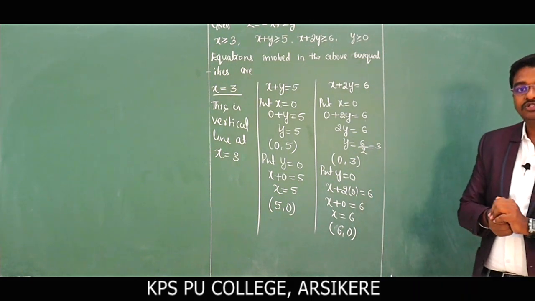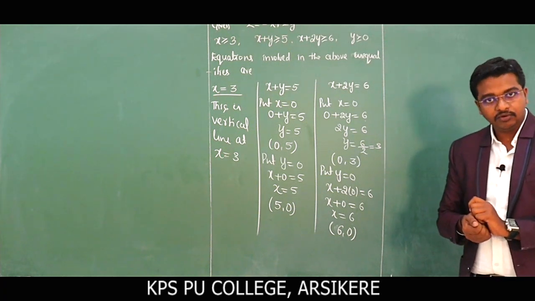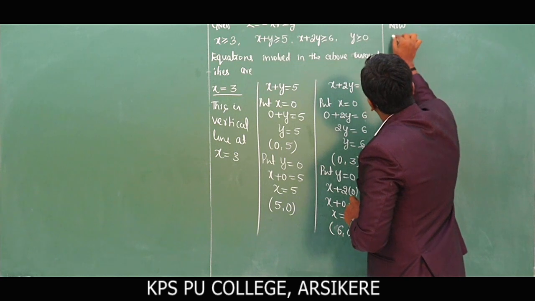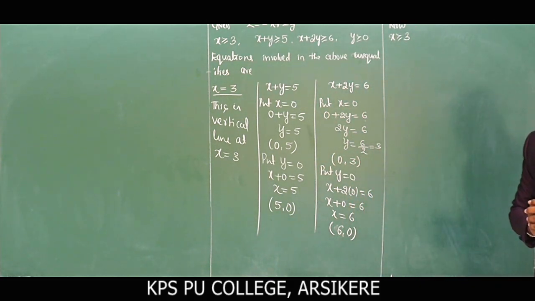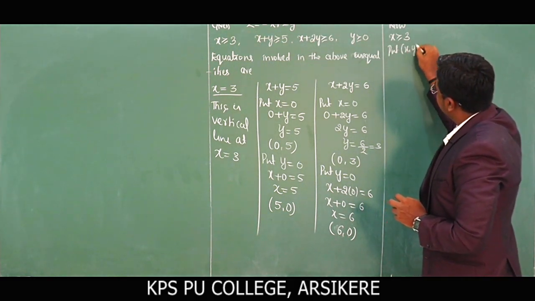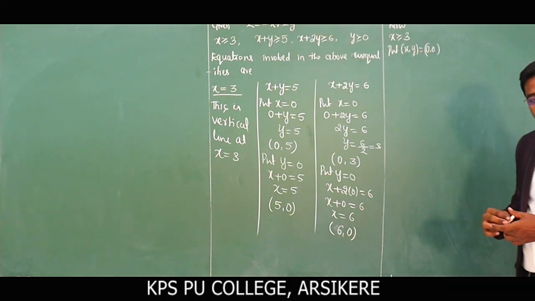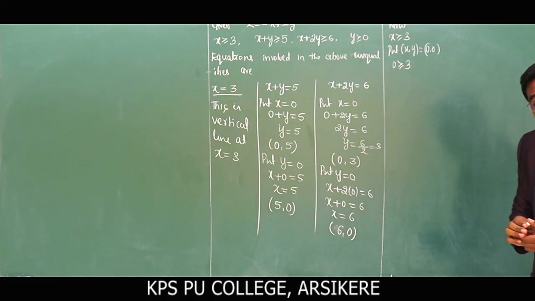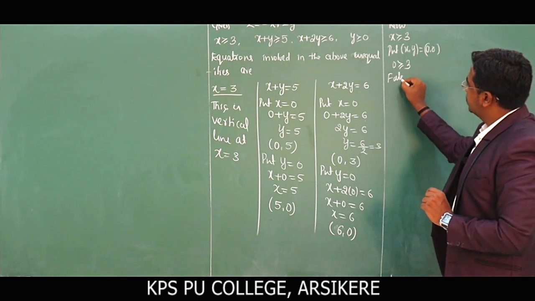For that purpose, I'll substitute x is equal to 0 and y is equal to 0. Okay, for the first inequality, x greater than or equal to 3, put x comma y is equal to 0, 0. There is no y term here. Just substitute x is equal to 0. What is left there? 0 greater than or equal to 3. This statement is false, because 0 is always less than 3.